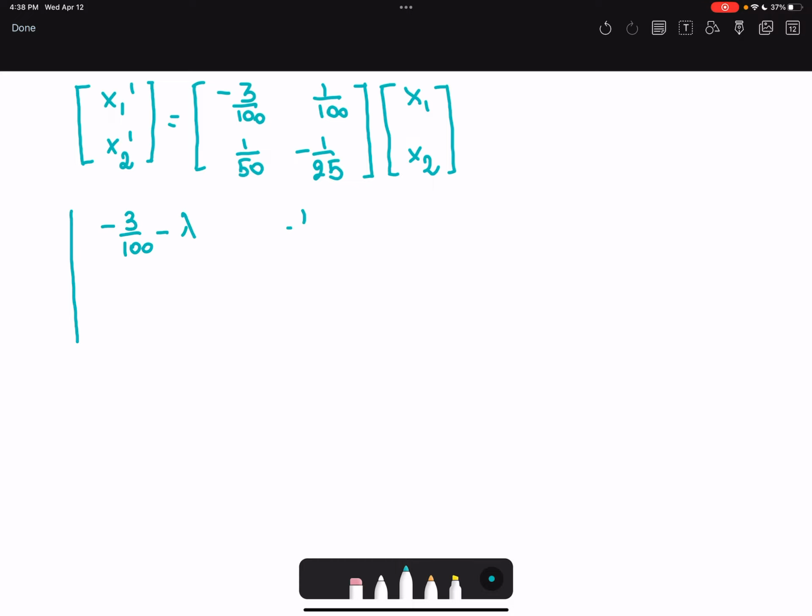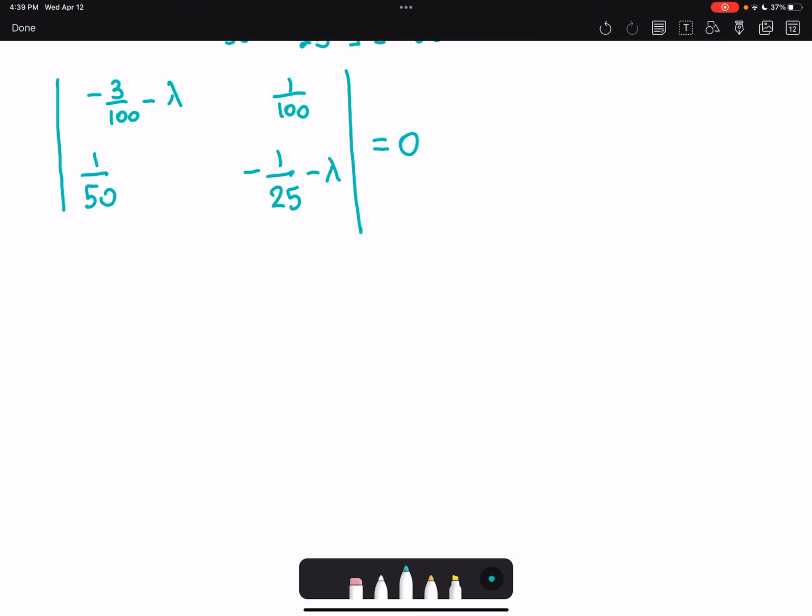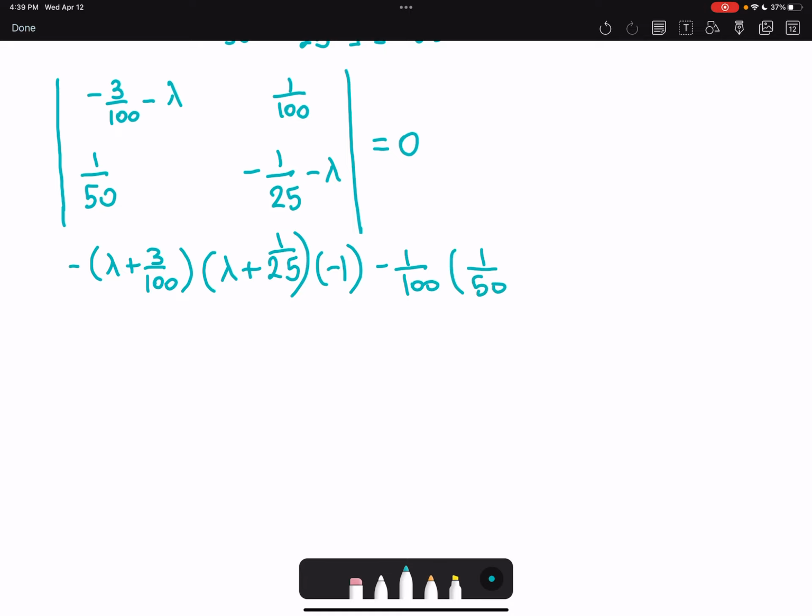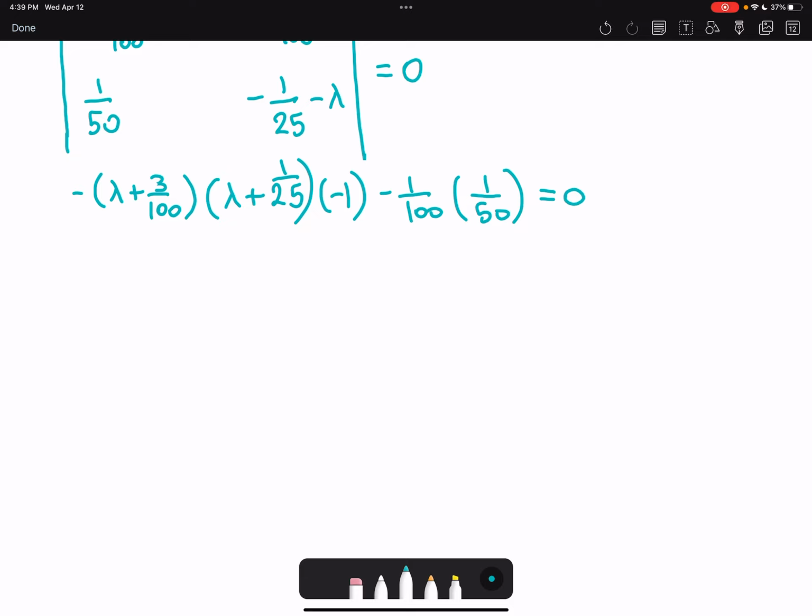minus lambda, 1 over 100, 1 over 50, negative 1 over 25 minus lambda. All of that equals 0. So the vertical lines indicate that we're going to find the determinant of whatever is inside. So that's going to be negative lambda plus 3 over 100 times lambda plus 1 over 25, but there's also a negative here, minus 1 over 100 times 1 over 50. And all of that is going to be equal to 0.